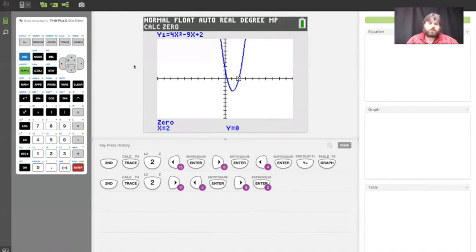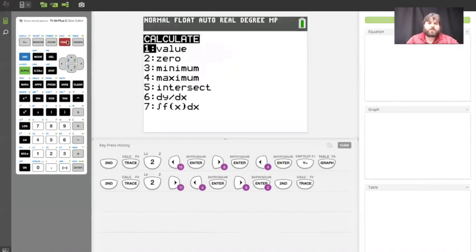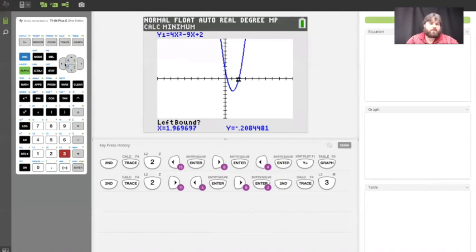So in this case, we're looking for the minimum. Same thing, second trace, number 3 is the minimum. So I go down to number 3. Now the same thing, left bound, right bound. So go down to where you think the 0 or the minimum is. Hit left a few times to ensure that you're to the left, hit enter. Make sure you're to the right, hit enter, and then go back down to the minimum and hit enter one more time. This will be your guess.